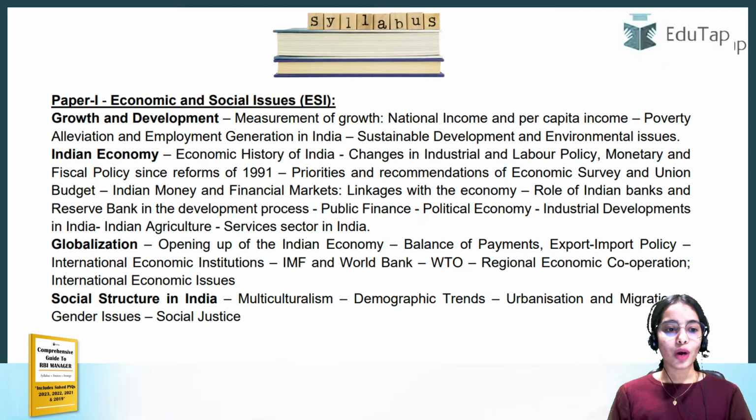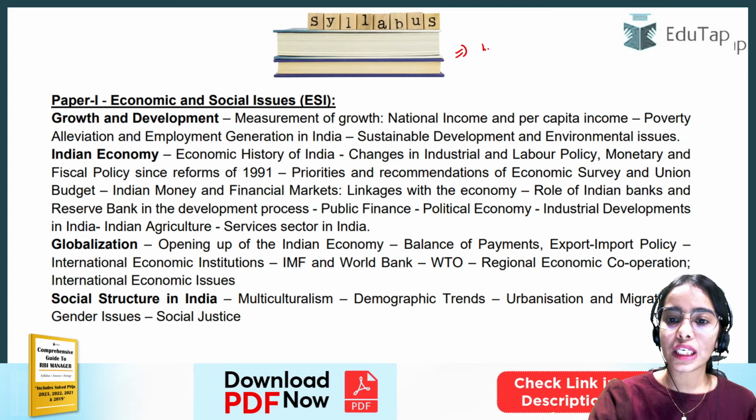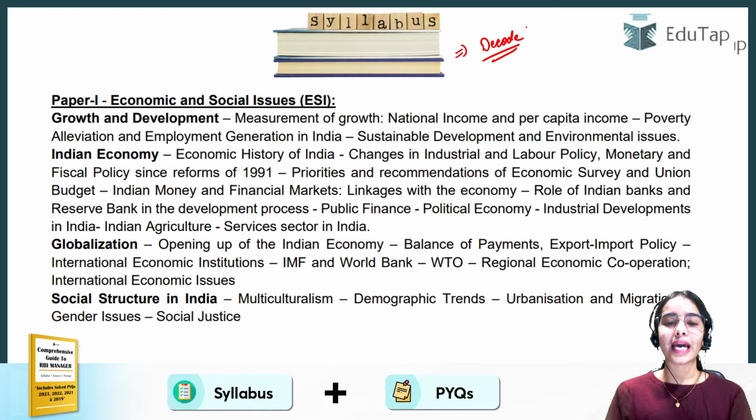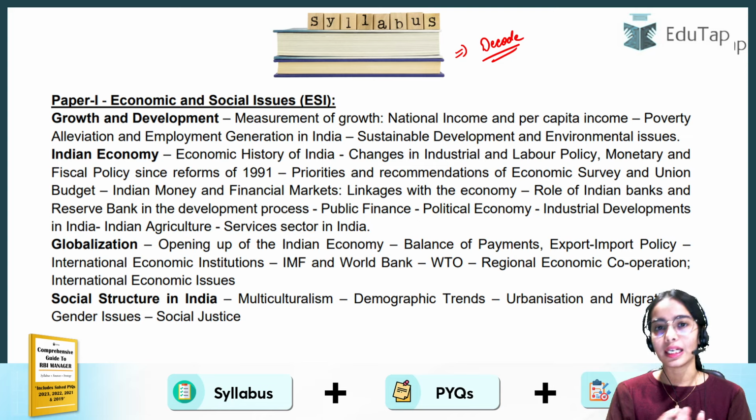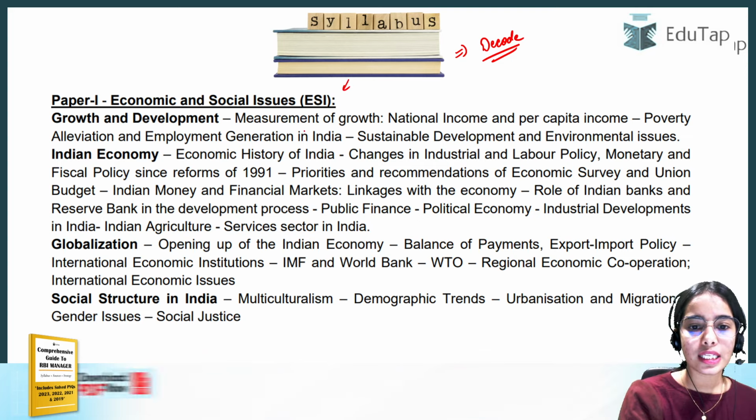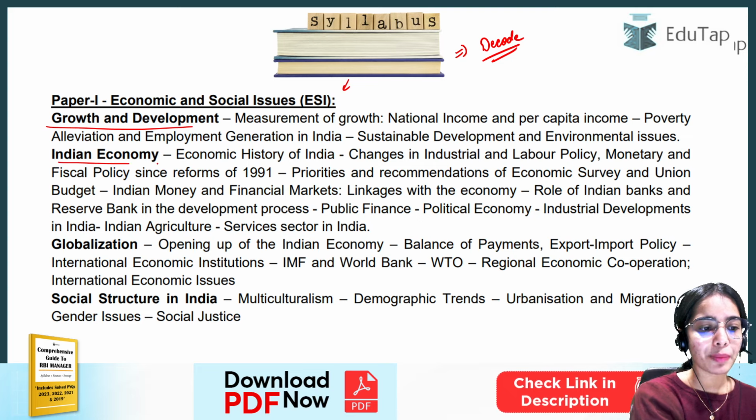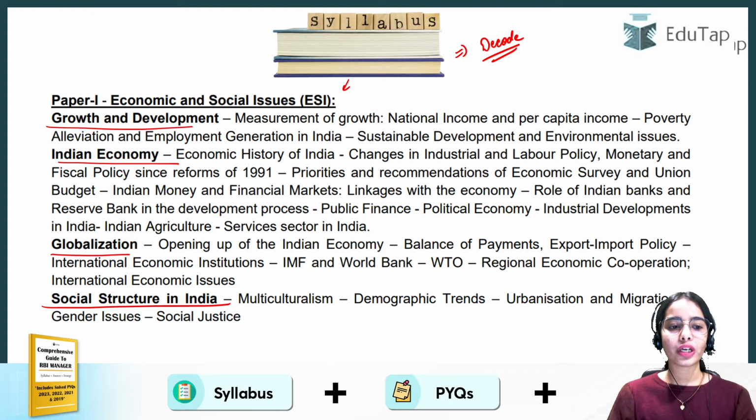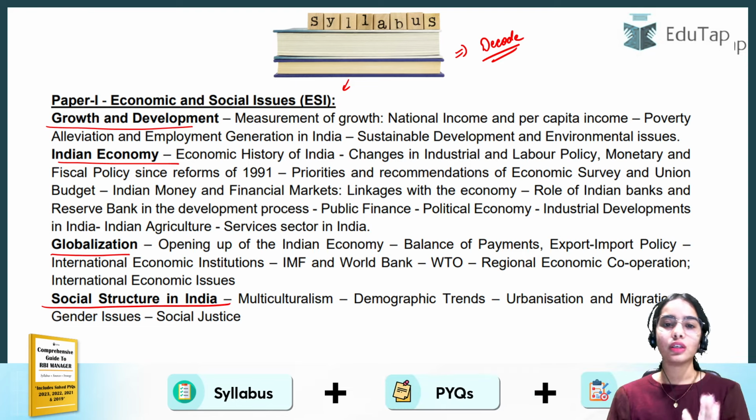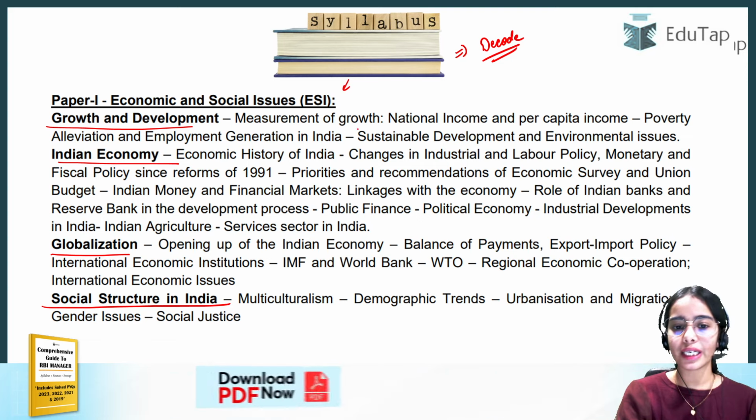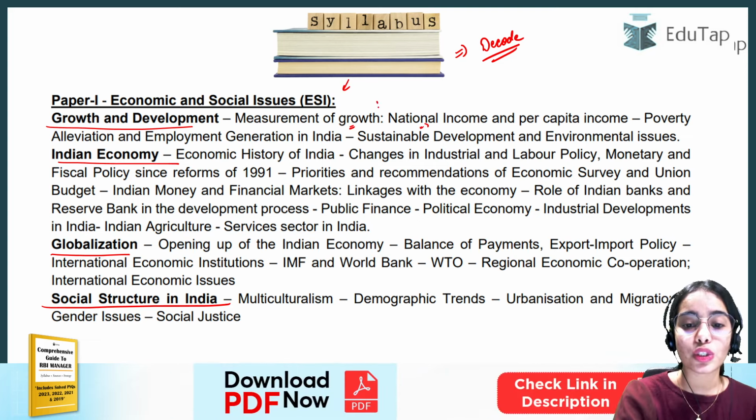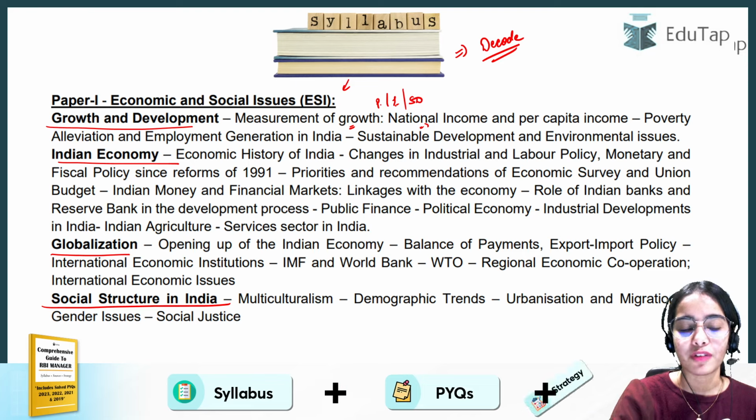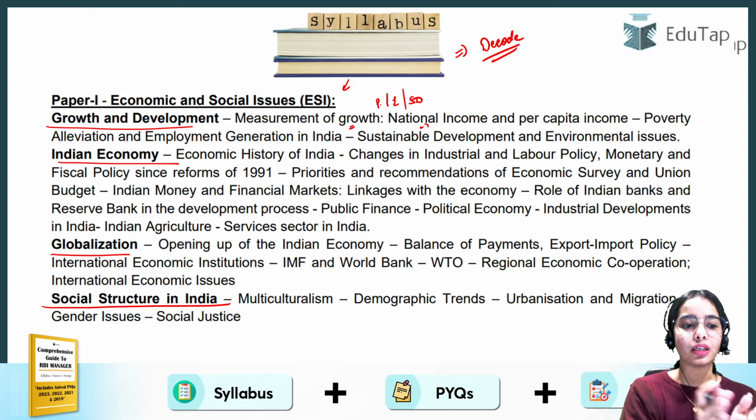Okay, so now coming to the syllabus, first of all we have to decode the syllabus to understand the strategy for ESI and to understand the important points regarding the ESI syllabus. Okay, so this is the syllabus for ESI: growth and development, Indian economy, globalization and social structure in India. These are some of the important, broader concepts of the ESI syllabus. Growth and development, surely it is talking about growth, it is talking about national income, it is also talking about poverty alleviation and employment generation, it is also talking about sustainable development. So all these important concepts come under growth and development.